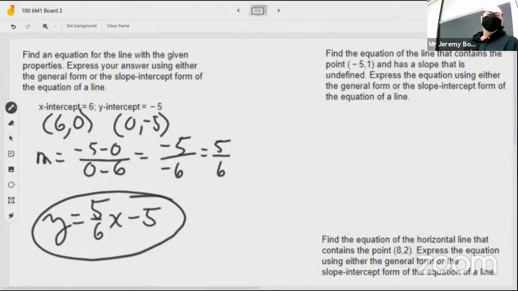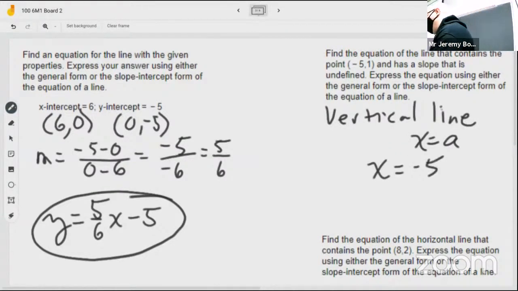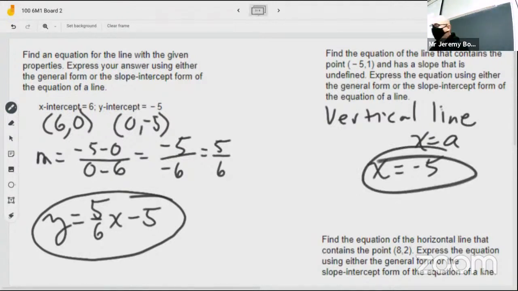The next one, we want to find the equation of a line that contains the point negative 5, 1. It has a slope that is undefined. So if it's undefined slope, we know it's a vertical line. Right? And so if it's a vertical line, how do we represent a vertical line equation? Anybody remember? There's two options. It's y is equal to a or x is equal to a. Which one is it? It's x is equal to a. And so what is the a? What is the x value we got going on here? Negative 5. So x equal to negative 5. Good. Any questions on that one?